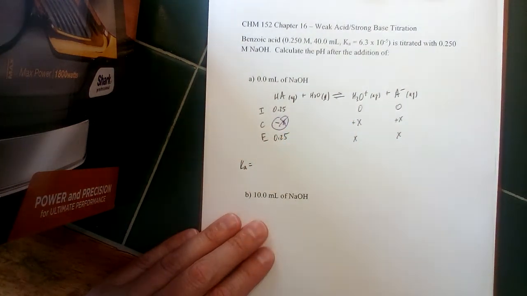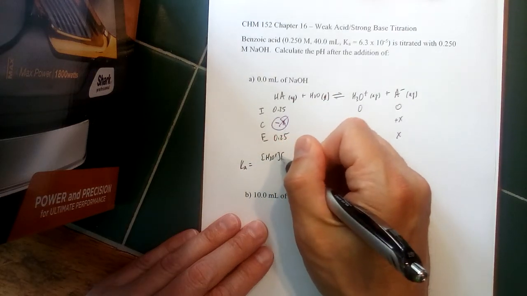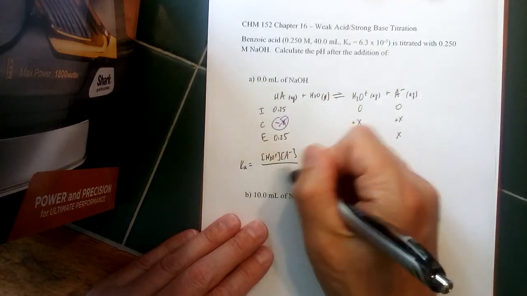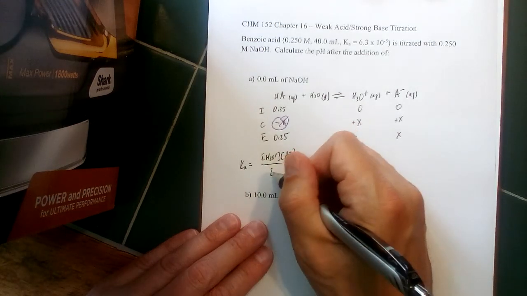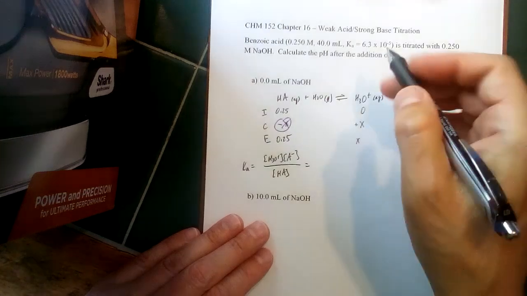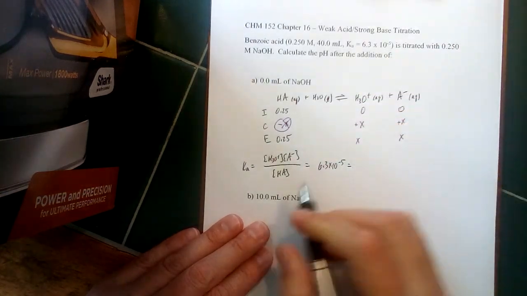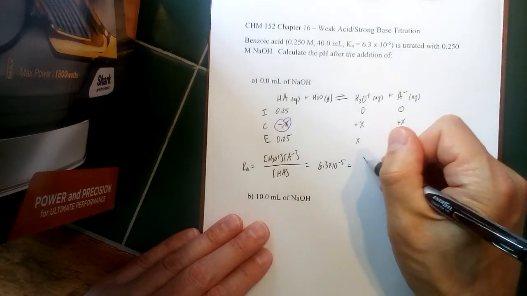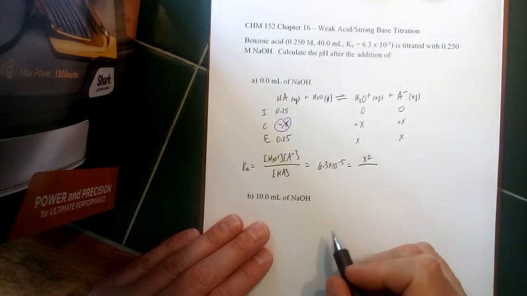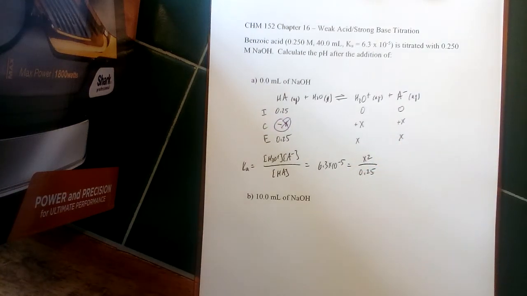Plug that into my equilibrium constant expression. So products over reactants, like it has been for the last 3 chapters. And we've got all that data. We've got Ka here, 6.3 times 10 to the minus 5th. Hydronium and the conjugate base we both called X, so that would be X squared on top. And for the weak acid, that initial concentration is 0.25.